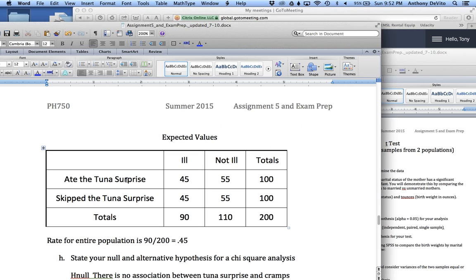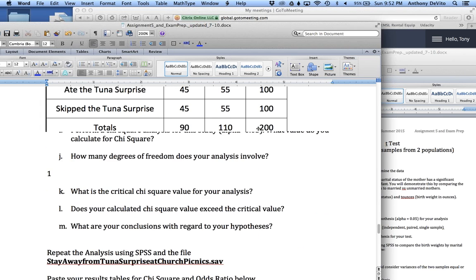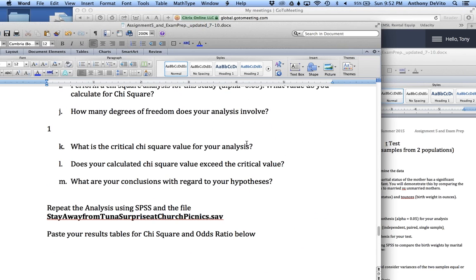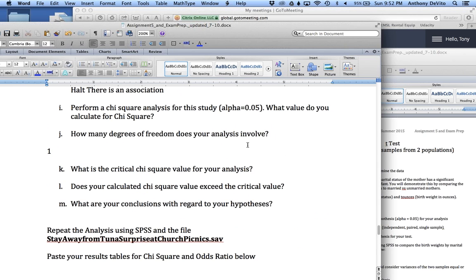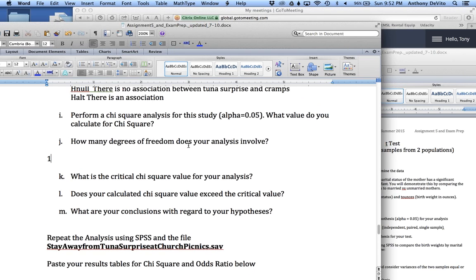So you could have tuna surprise, skip the tuna surprise, the peach cobbler, this other stuff. You could actually have more rows or more columns for different outcomes, more exposures or more outcomes, and you could have a 2 by 3 table, a 2 by 4 table, a 3 by 5 table, you name it. You could still do these kind of analyses. Okay, so how many degrees of freedom do we have?